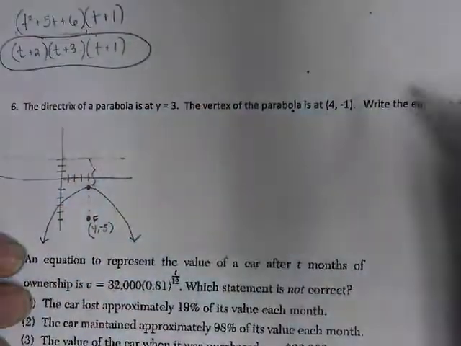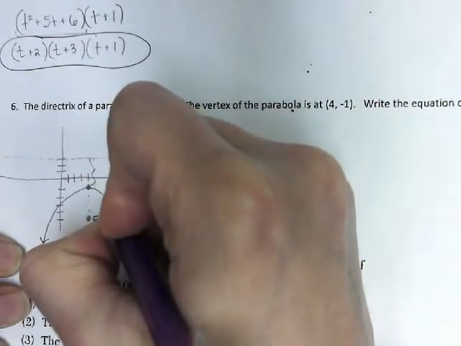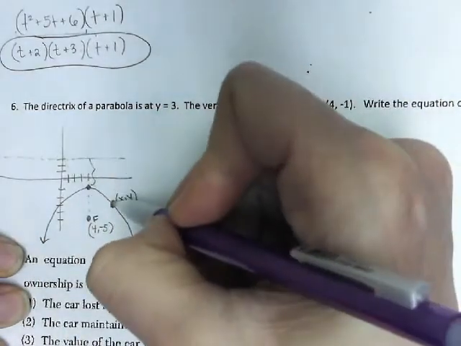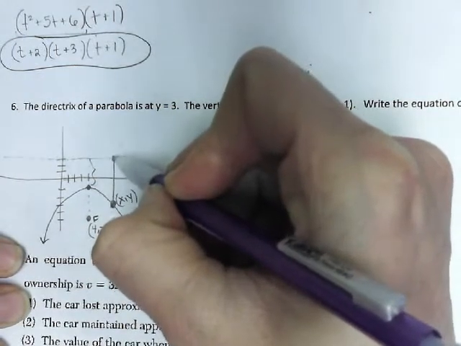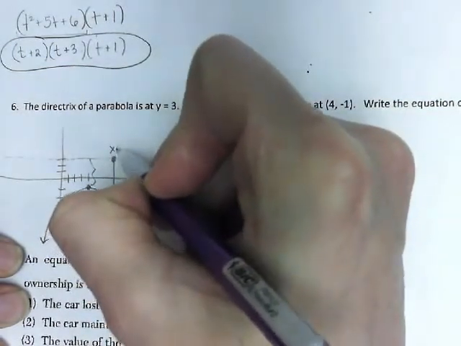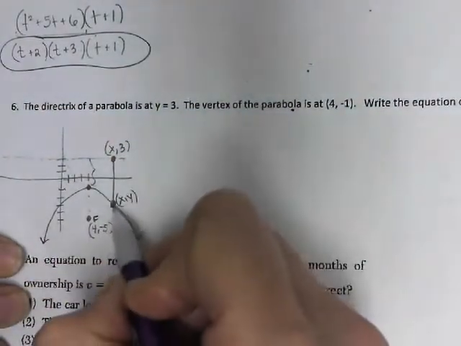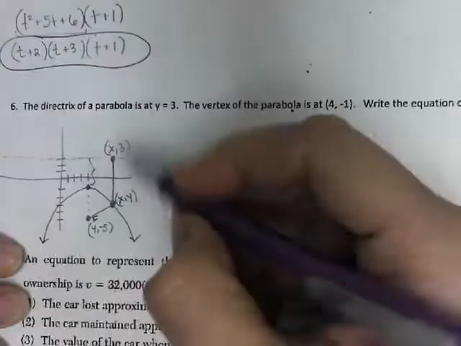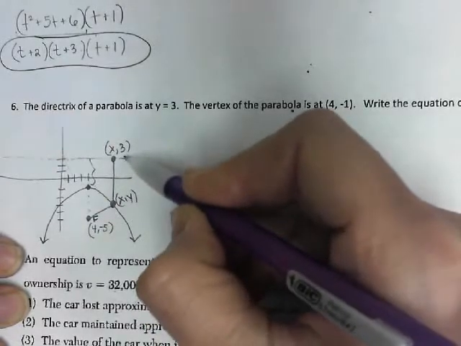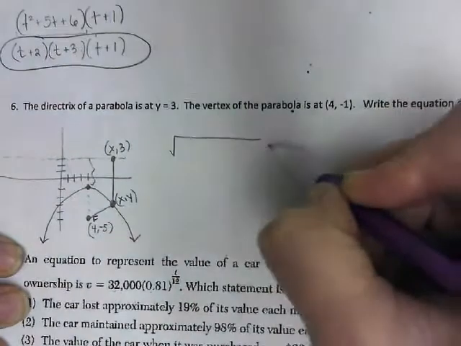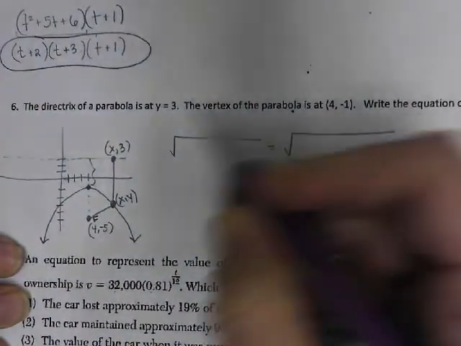Okay? And then to write the equation, this is where we do our distance formula, because any point on a parabola needs to be the same distance from the directrix, and we'll call this the point x comma 3, since it's on the line y equals 3. And this is obviously 4, negative 5. So the distance point to directrix needs to equal point to focus. So distance equals a distance.